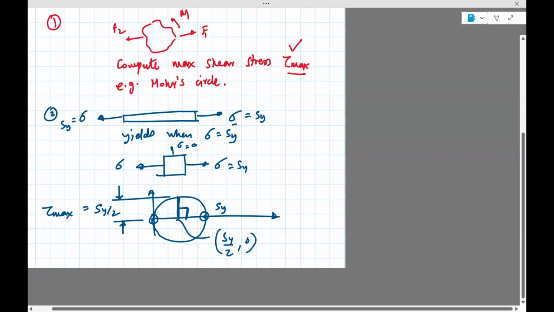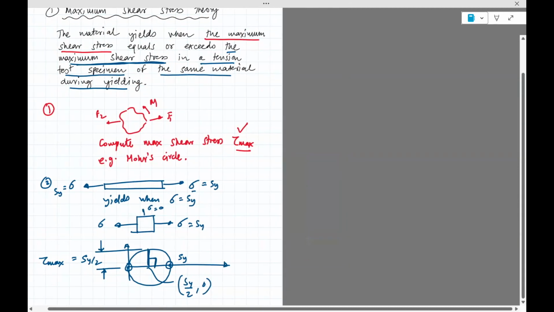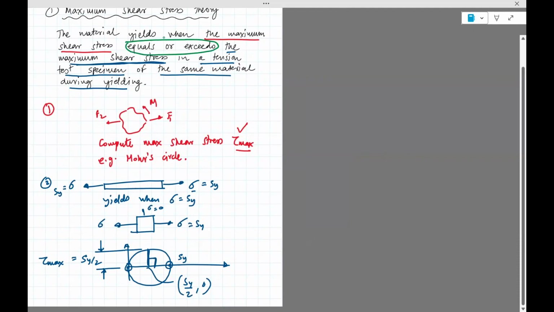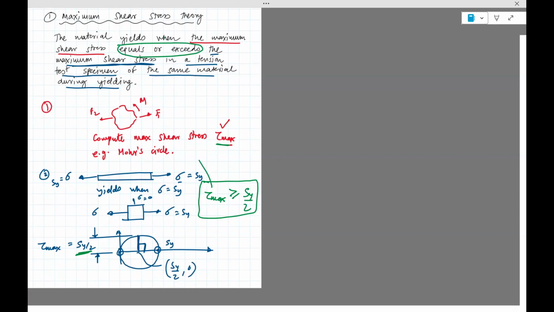Okay, so now we have 1 and 2, and we only need to do the third part, which is equals or exceeds. So we take this stress, tau max. When this stress equals or exceeds Sy divided by 2, which we computed here, we have the failure criterion. So that's all we check. This comes from the loading. This comes from Mohr circle, and there you have what you're after.